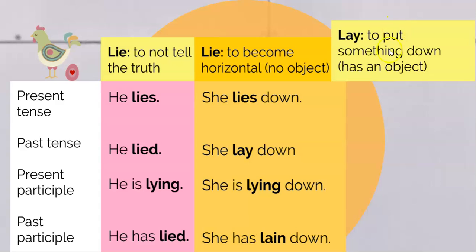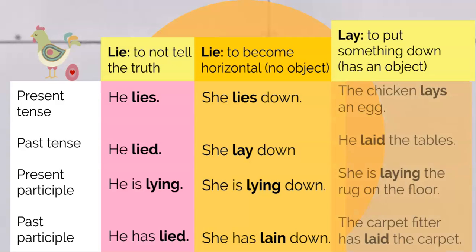Now, to lay means to put something down, and there's always an object, so there's always something that receives the action of the verb. So the chicken lays an egg. The egg is the object. He laid the tables. She is laying the rug on the floor. The carpet fitter has laid the carpet. And these are all irregular verbs which are commonly confused.